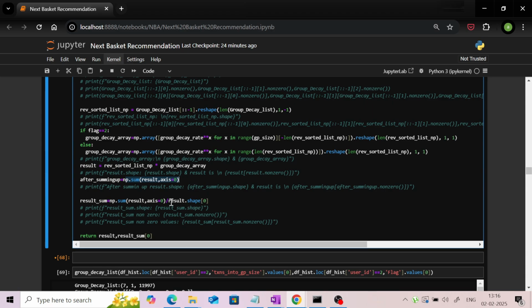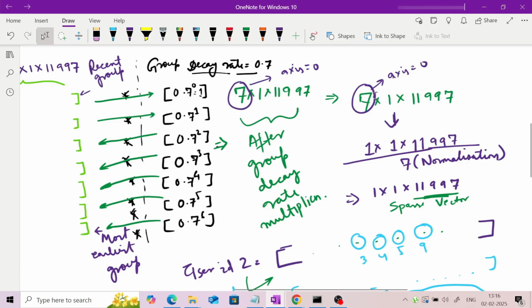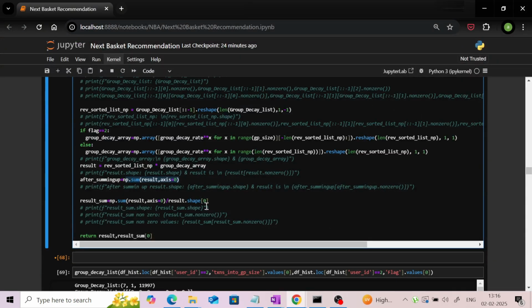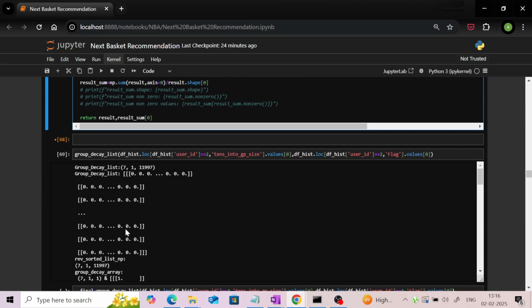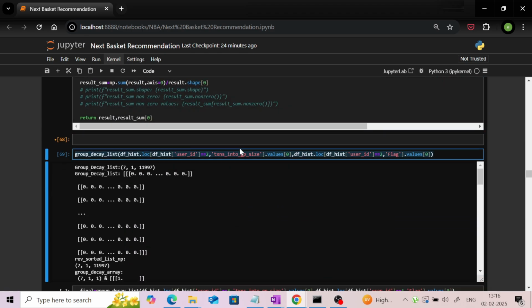And then we'll be dividing it by results dot shape of 0. So result dot shape is basically 7, the number of groups that we had. This is for normalization purposes, and then we'll be returning the final list.